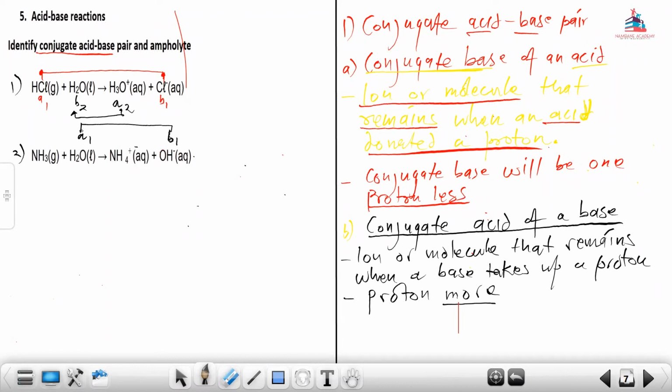NH3, is it a base or an acid? Clearly, it must be a base number 2. Why should it be a base? Because it accepted a proton from H2O. And we said a conjugate acid must be 1 proton more. So I must have my acid 2 being that one, and this becomes my conjugate acid base pair.